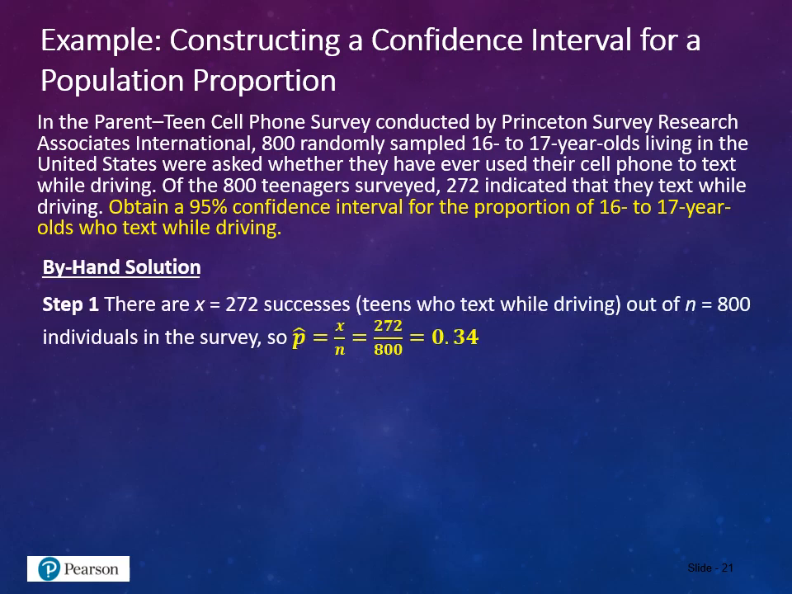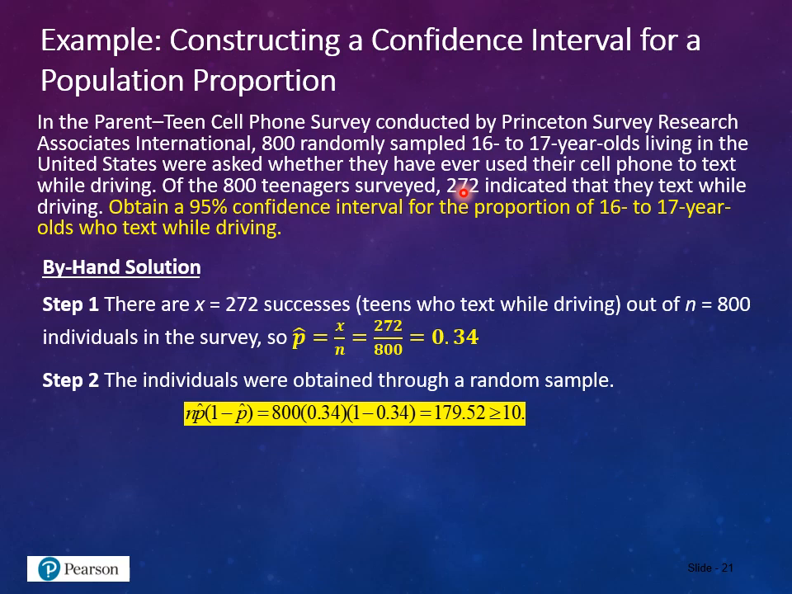Okay. First, we're going to do this by hand, and then we'll look at StatCrunch. Since there are 272 respondents who do text while driving, our p hat is that statistic, the proportion of the number who responded over the number in the sample. And so we get p hat equals 0.34. Okay, that's our sample proportion.